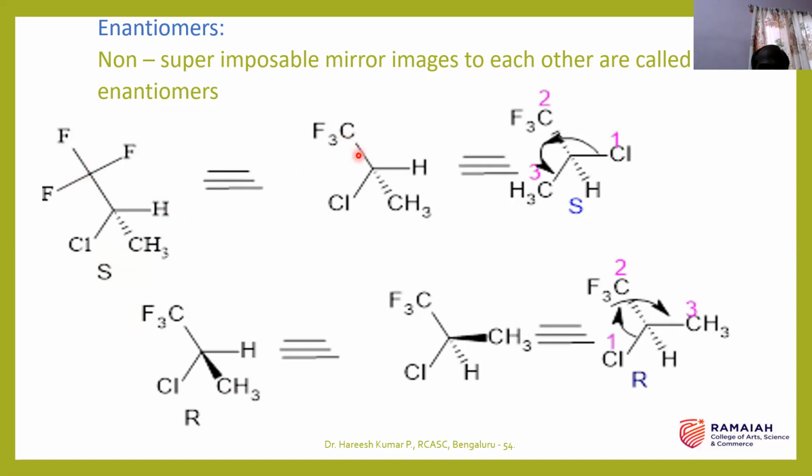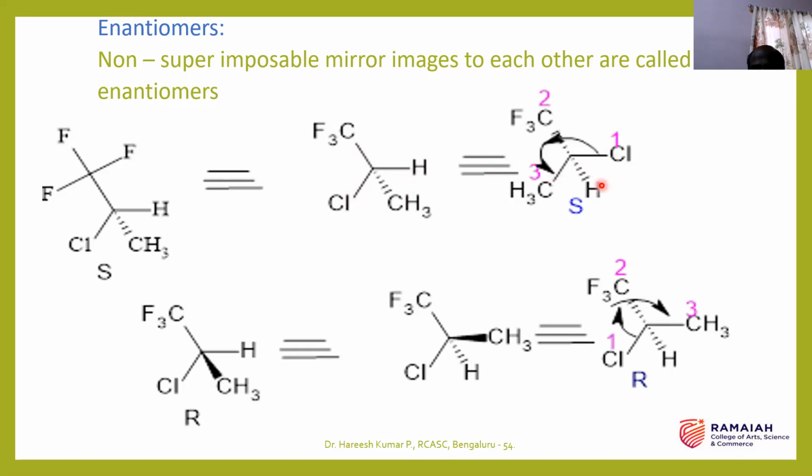This also is CF3, and this is Cl, the left side Cl, H, and this is away from the observer. So you need to write it in a convenient way to assign the configuration. This is constant, but these groups are rotated in a clockwise direction. That means Cl is going over here, H is coming over here, CH3 comes to this position.